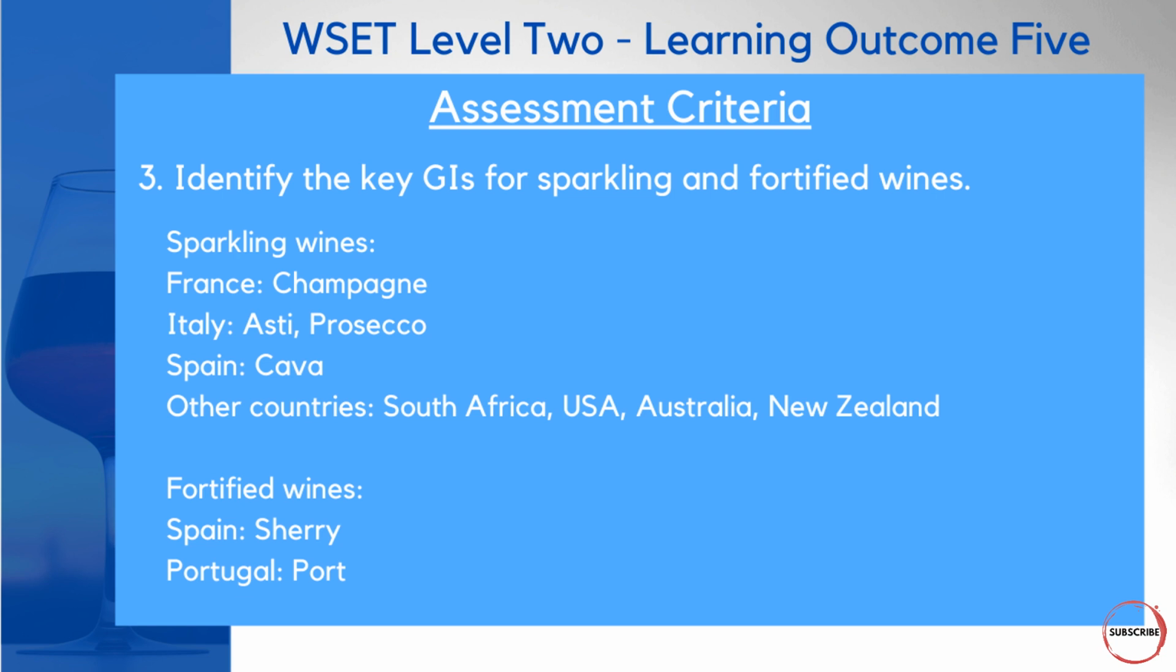Now, moving away from production methods, we're going to be moving on to assessment criteria number 3. And this is where you need to be able to start to identify the key geographical indicators for sparkling and fortified wines. And some of these are clearly going to appear quite obvious. You know, France, Champagne, Italy, Asti and Prosecco, Spain, Cava. But you will look at other countries as part of this learning, and some of those other countries that you will cover off are places like South Africa, Australia, New Zealand and the United States. And then of course our fortified wines, we know our sherries come from Spain, we know our ports come from Portugal.